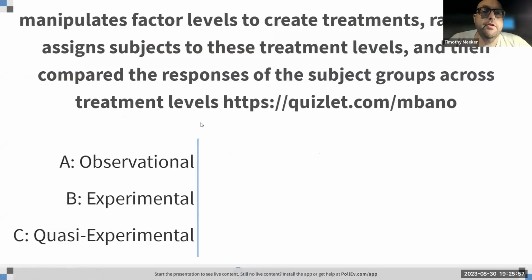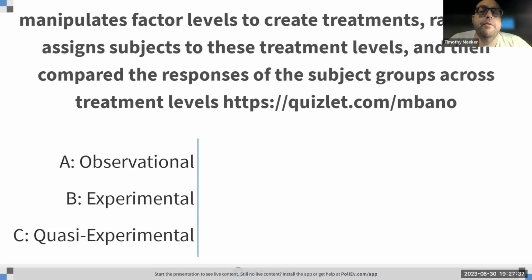Okay, I'm just going to have you guys answer. This is a description of a study design. It manipulates factor levels to create treatments, randomly assigns subjects to these treatments, and then compares the responses of the subject groups across treatment levels. Is that an observational, experimental, or quasi-experimental study design? This is experimental, fully experimental, because you're randomly assigning the subjects to the treatment levels.